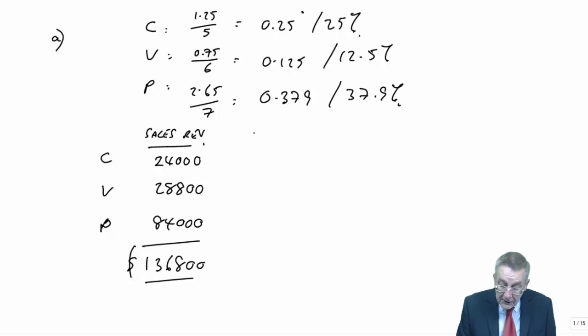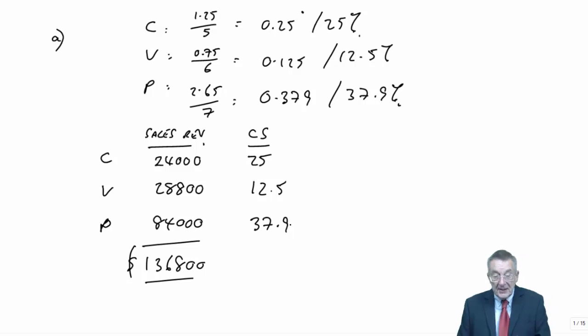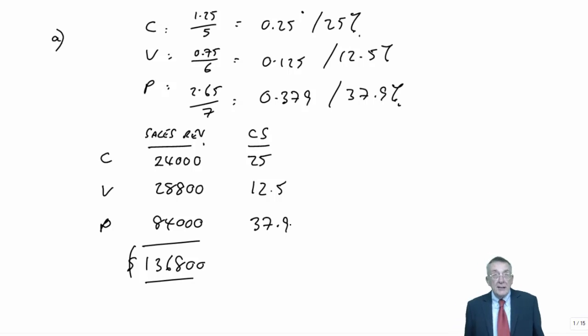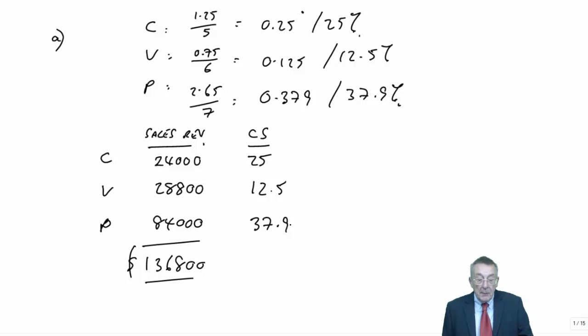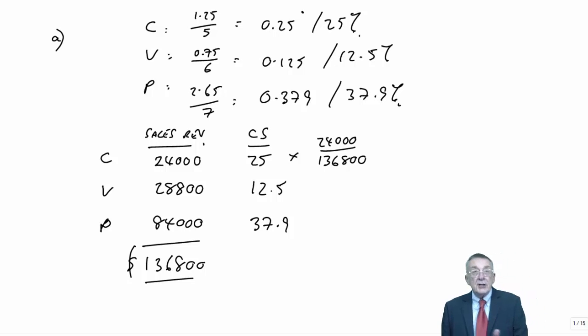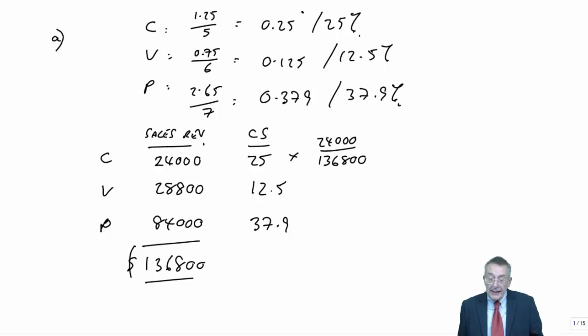The individual CS ratios are 25, 12.5 and 37.9%. And so we take a weighted average. We multiply by the proportion of revenue, so C is 24,000 out of a total of 136,800. In each case, we'll multiply by the proportion and then add up.